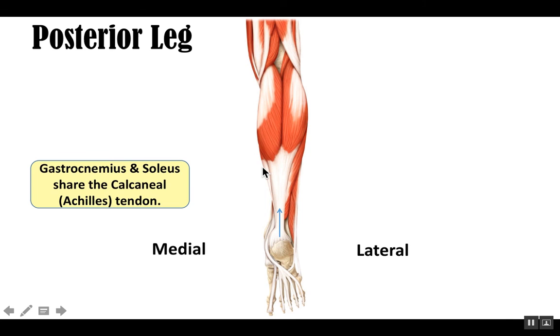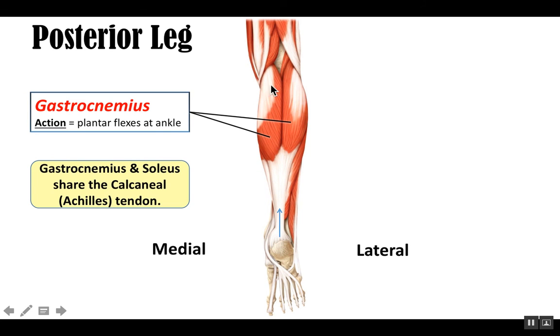Finally, the posterior leg. You're going to find the gastrocnemius, which has two heads to it, a lateral head and a medial head. This is often called the calf muscle. Gastrocnemius actually means stomach of the leg because it has a large belly to it, a large muscular portion. It's going to plantar flex. It's your strongest plantar flexor. Again, plantar flexion is lifting the heel off the ground or standing up on your tippy toes.